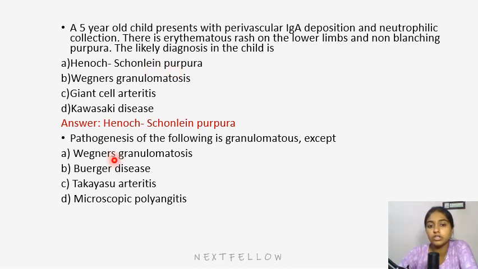Next question, pathogenesis of the following is granulomatous except. So granulomatous lesion is seen in large vessel arteritis. Here the large vessel arteritis is Takayasu arteritis, and in small vessel arteritis it is seen in Wegener's granulomatosis and Churg-Strauss syndrome, and Buerger's disease also will show granuloma. Only in microscopic polyangiitis, which is small vessel arteritis, there is no granuloma. So the answer is microscopic polyangiitis.